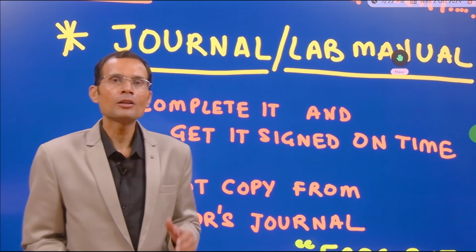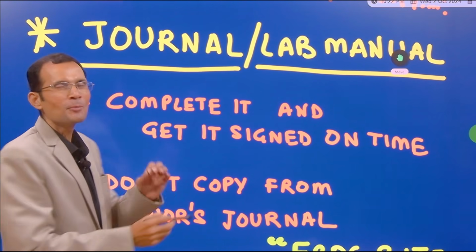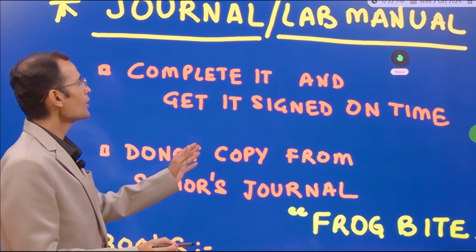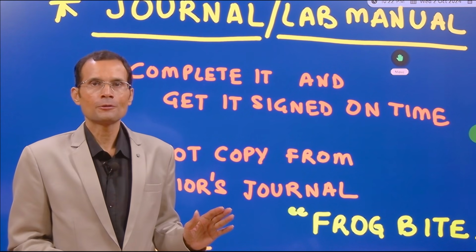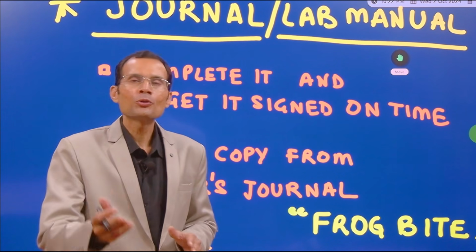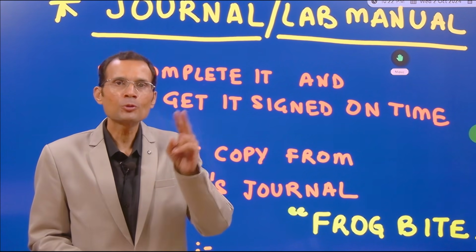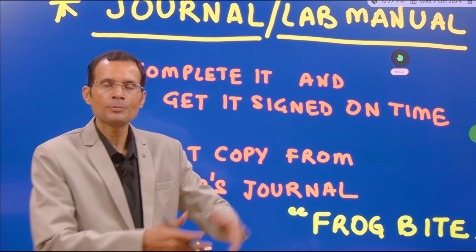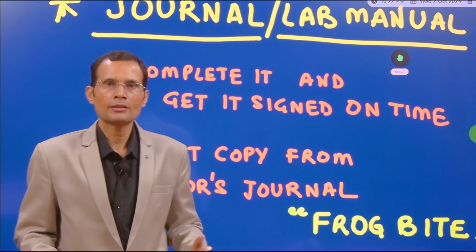It's about the journal or lab manual. This is the most important part of this video. Complete the journal and get it signed on time. It's very crucial. I told you, Sunday can be kept aside for all these things. You are going to give 2 days for every subject. So 6 days for 3 subjects. Sunday will be kept aside for journal completion, etc.